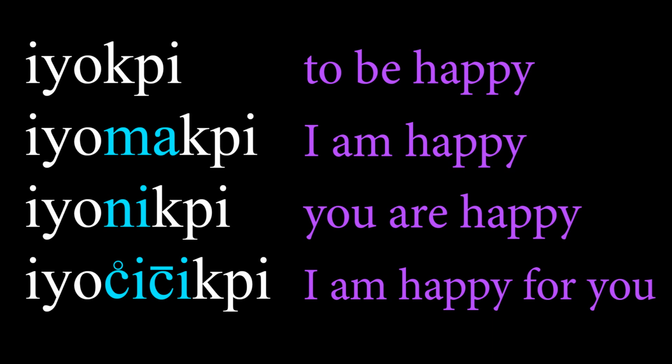I'll say it again. Iyochichikpi. As you can hear, the C's have different sounds. The C with the circle is like a ch sound, like in chair. And the C with the line over it is a little bit harder. It is almost like a J, like in jump, but not quite. Okay? It's not quite a J, but almost. Listen again. Iyochichikpi. One more time, I'll say it.